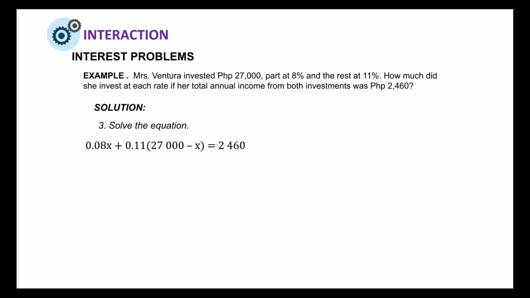Solve the equation. So here's our working equation. Apply the distributive property. So we have 0.08x. Now 0.11 times 27,000 is 2,970. And then 0.11 times minus x is minus 0.11x equals 2,460. So we have 0.08x plus 2,970 minus 0.11x is equal to 2,460.